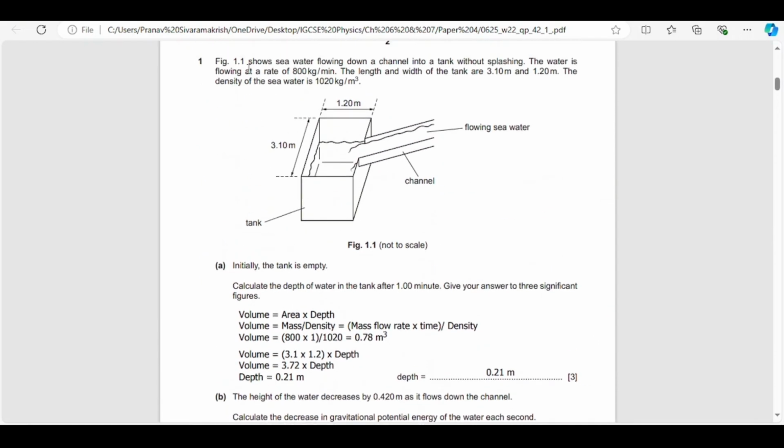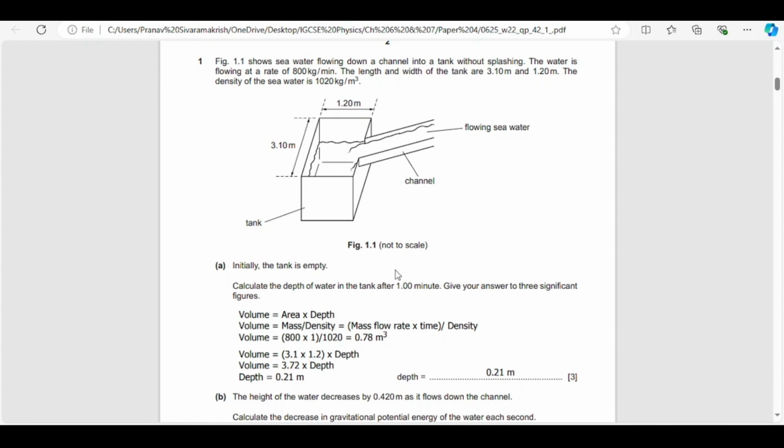Figure 1.1 shows seawater flowing down a channel into a tank without splashing. So that's seawater flowing into a tank. The water is flowing at a rate of 800 kilograms per minute. That's the mass flow rate. The length and width of the tank are 3.1 meters and 1.2 meters respectively. And the density of the seawater is 1020 kilograms per meter cubed, so it's slightly more than the density of pure water.